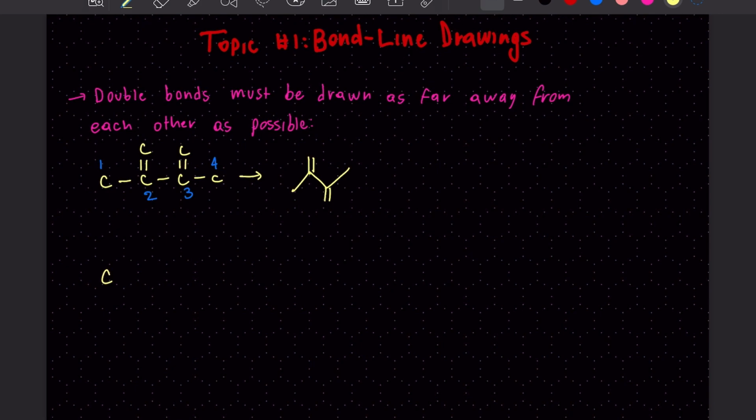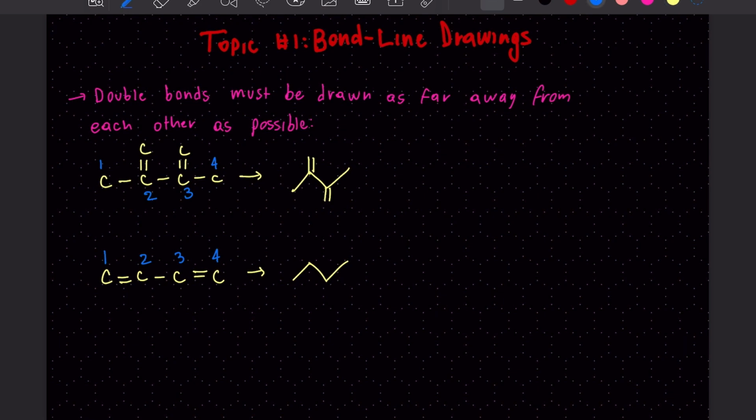Let's say we're told to draw the bond line structure for this molecule right here. And again, we can just assume that the hydrogens are there. What would the bond line look like for this? So again, we can start by counting our carbons, and we can see that we have 4 carbons again. So we can draw the same bond line structure as we did before.